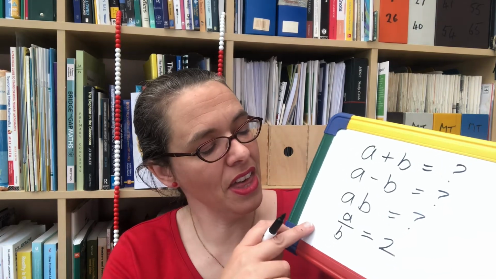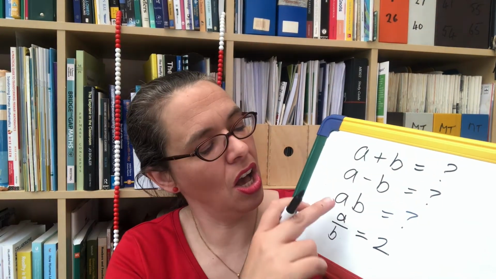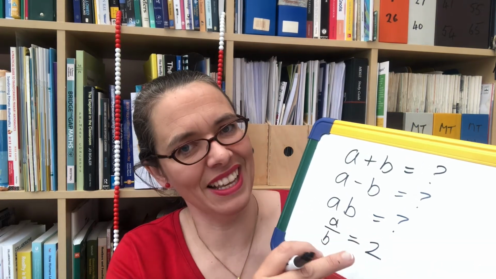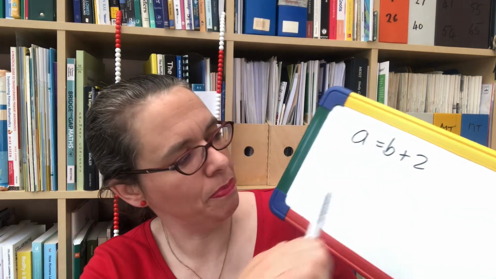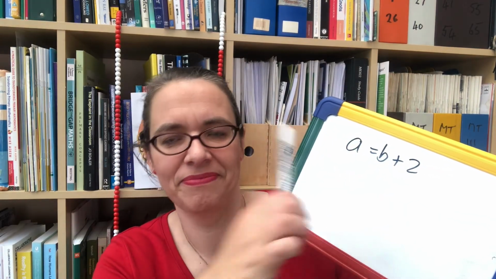And then the other type of this question are when A and B are on different sides of the equals signs. So you could have something like A equals B add 2. A is B add 2. What could A be? What could B be? So if B was 5, A would be 7, and so on.